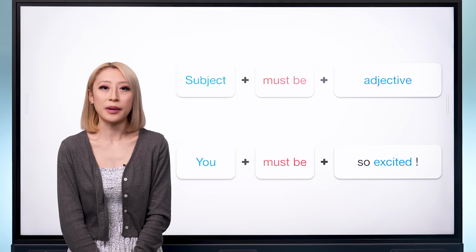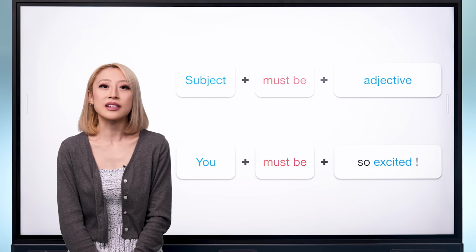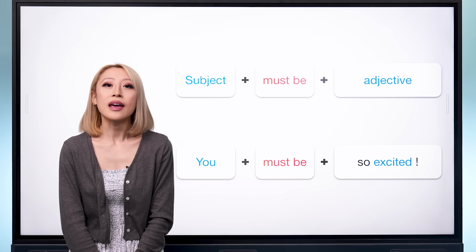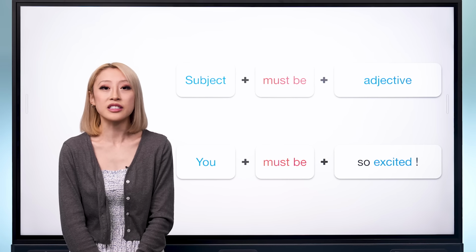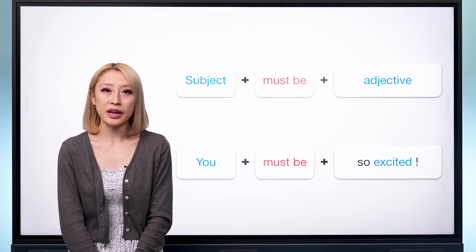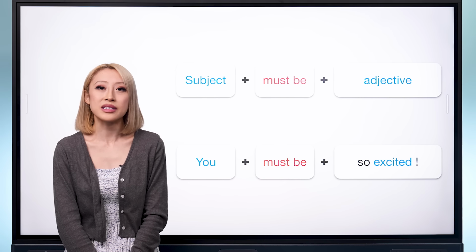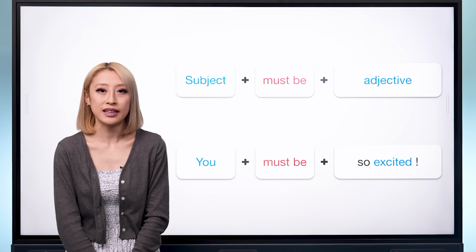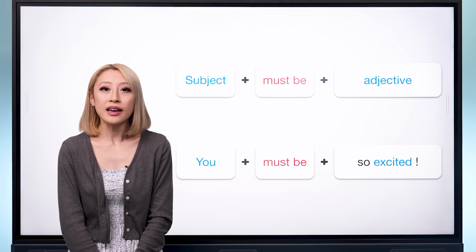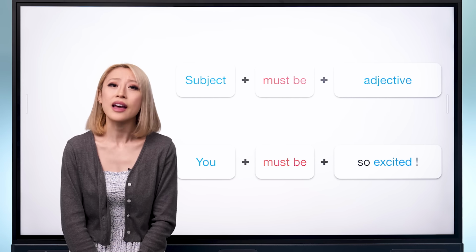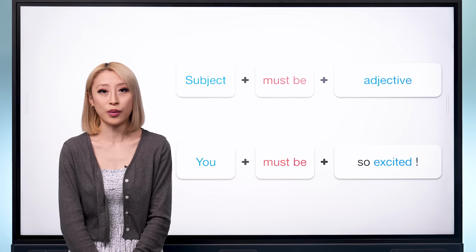Let's go part by part. The subject is what the assumption is about. It's the person or thing being described. Must be is a modal construction. The word must expresses a high level of certainty. When combined with be, it points to a condition or state that we strongly believe is true now.